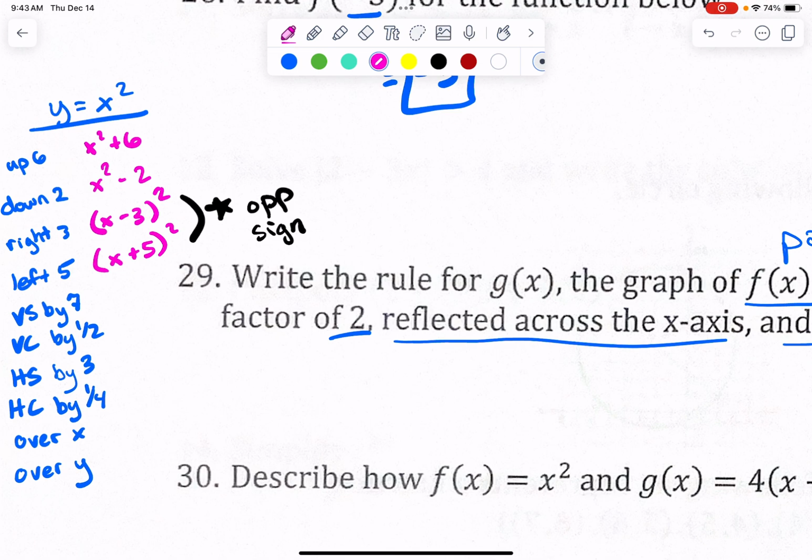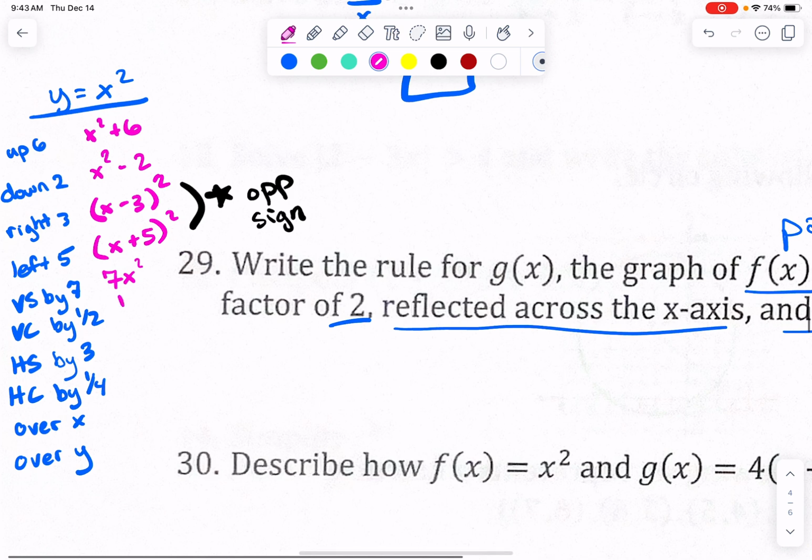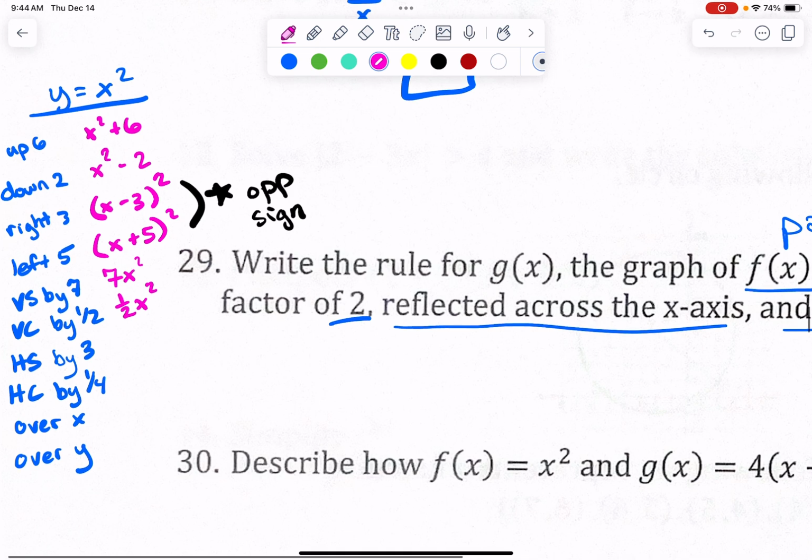If I'm vertically stretching by 7, I'm just multiplying by 7, so he's just 7x squared. Vertical compression by 1/2, 1/2 x squared. Now here's the tricky part again. Horizontal stretch by 3. He's in parentheses, but if my factor is 3, he's actually 1/3. If my factor is 1/4, I flip that and he becomes just 4. So these two have a weird thing where you use the reciprocal of the number and put it inside.